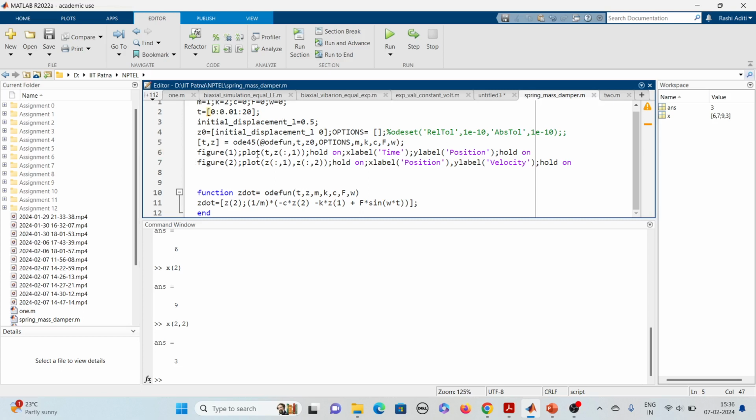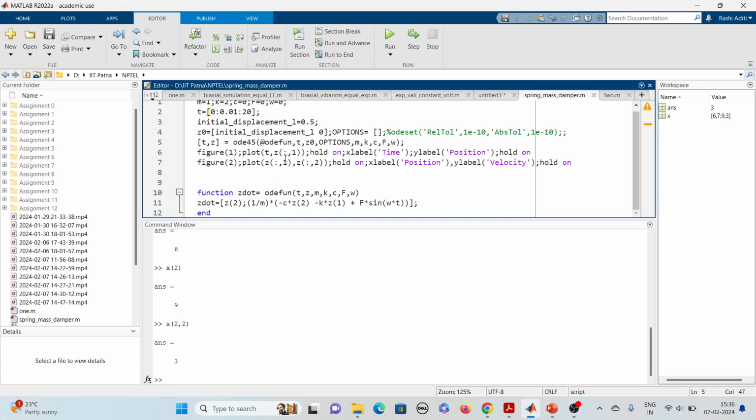So for figure 1, I call plot t comma z colon comma 1. The plot function in MATLAB works like plot x comma y. In the bracket, first you write whatever you want on the abscissa, comma, then whatever you want on the y or on the ordinate of the plot, x comma y.